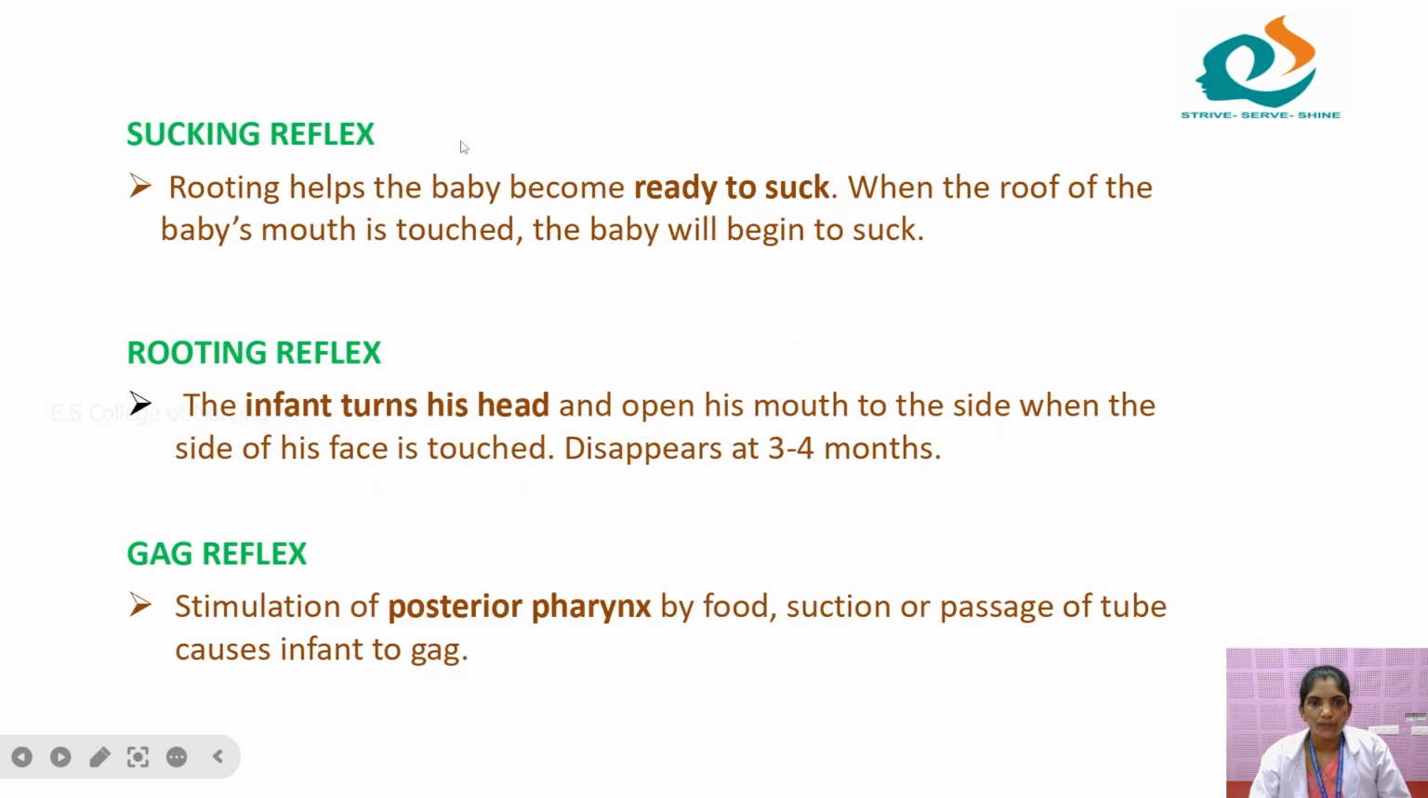Next we'll see the sucking reflex. Rooting helps the baby to become ready to suck. When the roof of the baby's mouth is touched, the baby will begin to suck. The next one is rooting reflex. The infant turns his head and opens his mouth to the side when the side of his face is touched. It disappears at 3 to 4 months. And next is gag reflex. Stimulation of posterior pharynx by food, suction or passage of tube causes infant to gag.